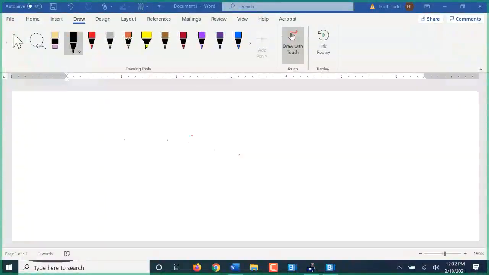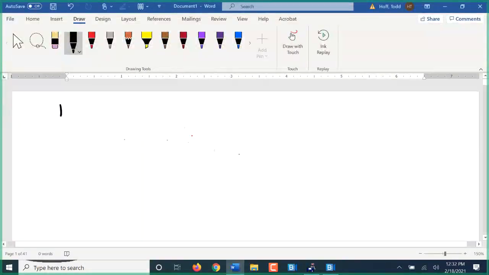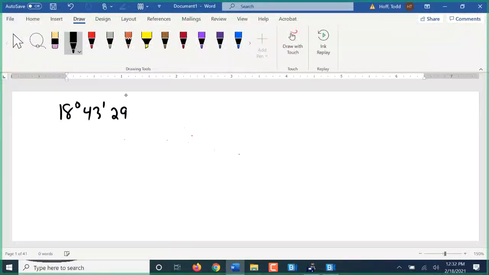Okay, so we've been talking about measuring angles and dealing with angles in this form: 18 degrees, 43 minutes, 29 seconds. And we know that's just a different way of expressing an angle that's between 18 and 19 degrees. We refer to this as DMS notation, or degrees, minutes, seconds.